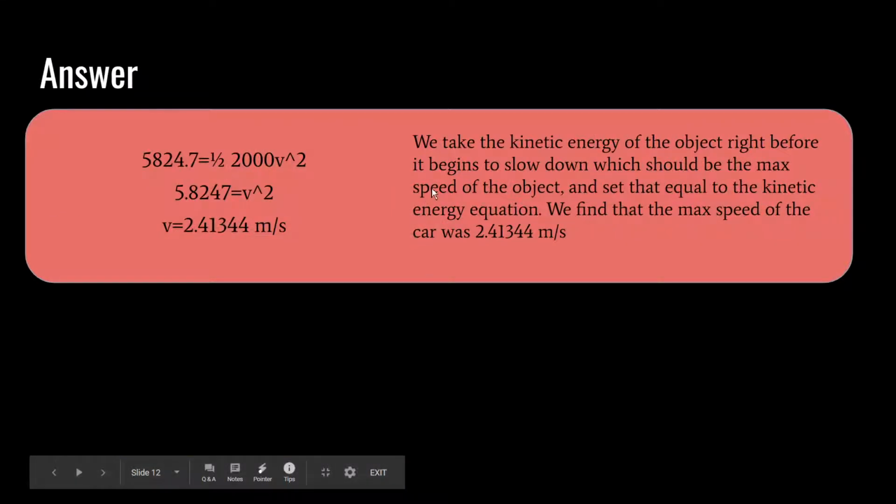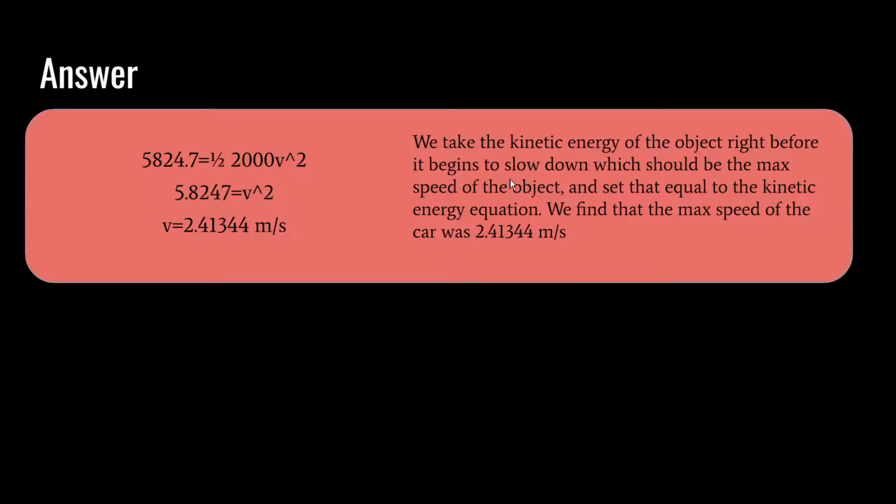And then for part C, we take the kinetic energy of the object right before it begins to slow down, which should be the max speed of the object, and set that equal to the kinetic energy equation. We find that the max speed of the car was 2.41344 meters per second squared. As you can see here, that's the energy that the car had, and then we set it equal to the kinetic energy equation, and then we solved for it.